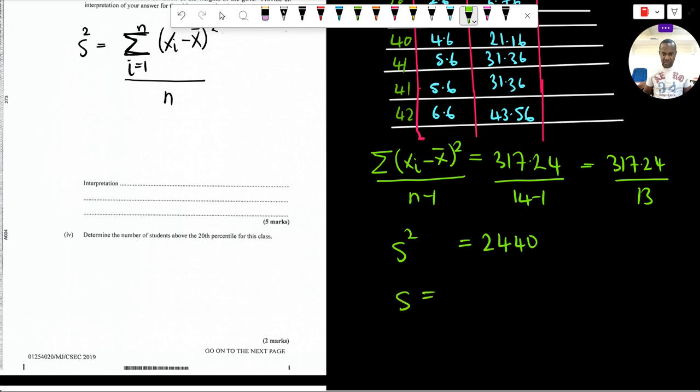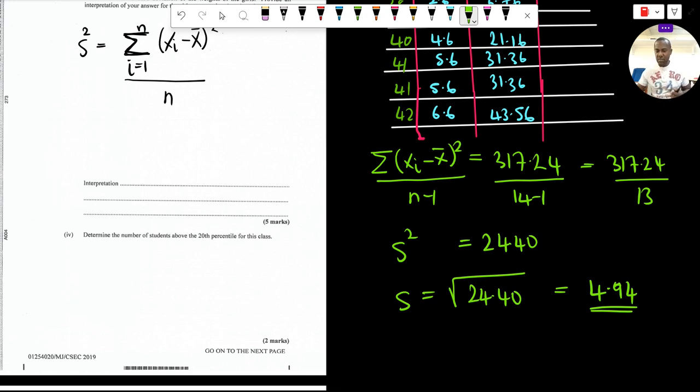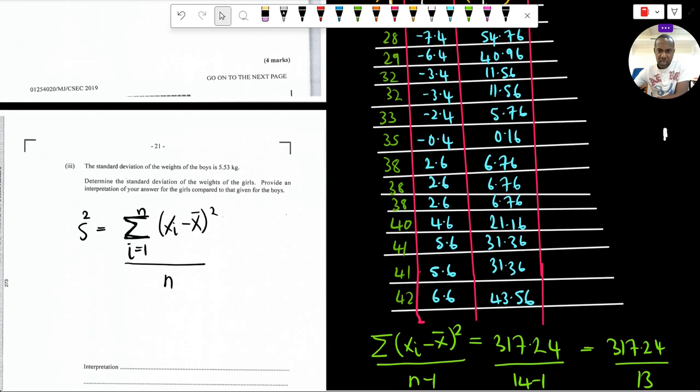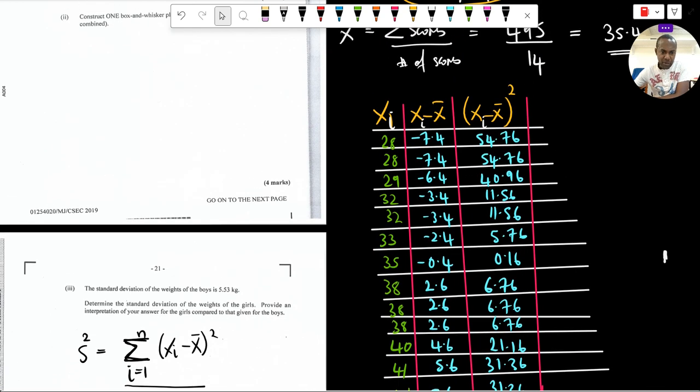This is the s squared, which of course represents the variance. And so the standard deviation s is just the square root of the variance, the square root of 24.40, which gives us approximately 4.94. So the standard deviation of the girls' weights is 4.94. Now, what exactly does the standard deviation tell us? Standard deviation is a measure of dispersion, or measure of spread. However, the value by itself does not really say a lot. When we compare it to the standard deviation of another data set, then we can tell which set of data has the greatest spread.